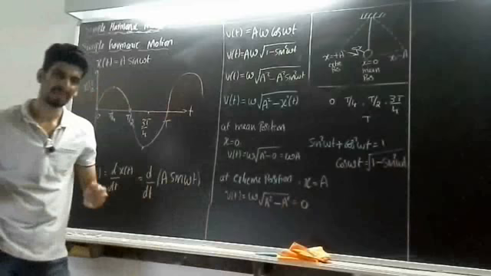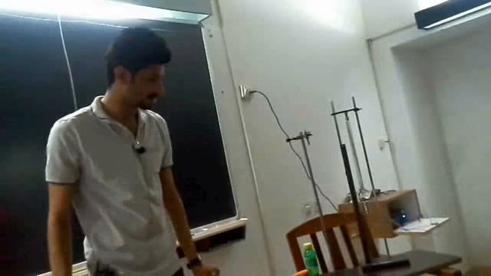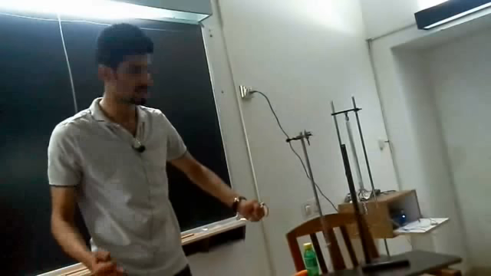Very, very true. If I have a simple pendulum, you can see at the extreme position it stops for some time, that's where the velocity is equal to 0, and at the mean position it will have the maximum velocity. Now, what sort of graph can I extract?